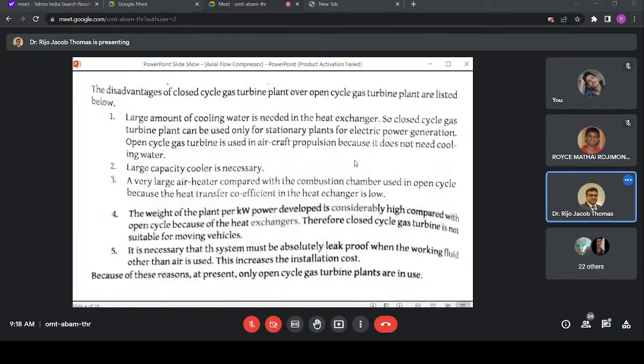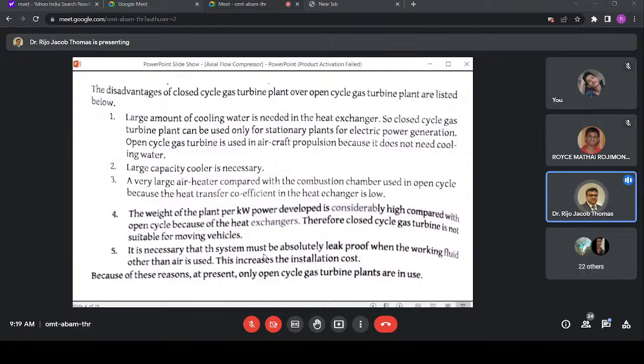Okay? And for the same reason, the weight of the plant per kilowatt of power produced would be high. Okay, and it is necessary that the system must be absolutely leak proof in the working fluid. Otherwise, it can be used as a closed cycle, because if somewhere there is a gas leak, then it is a problem.